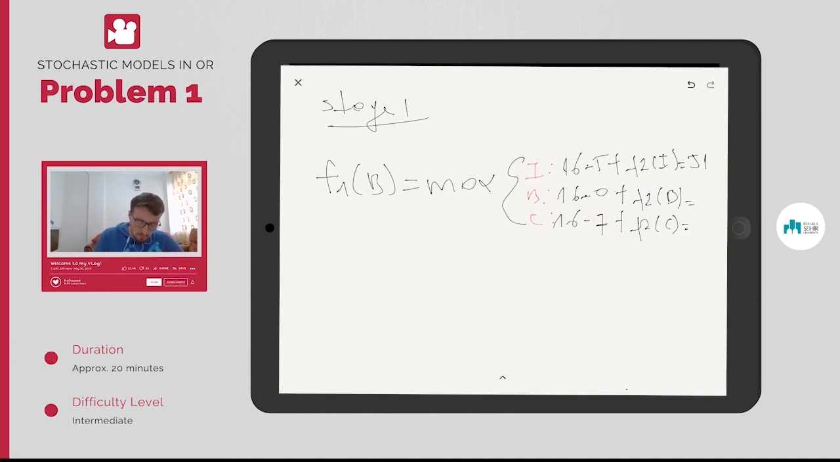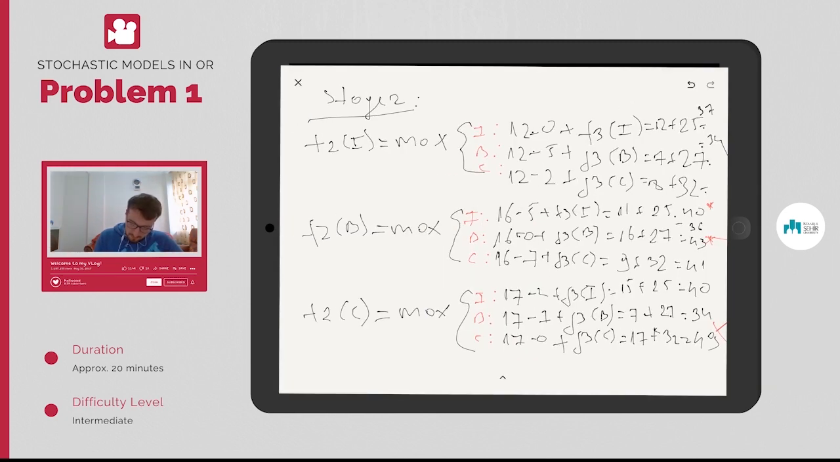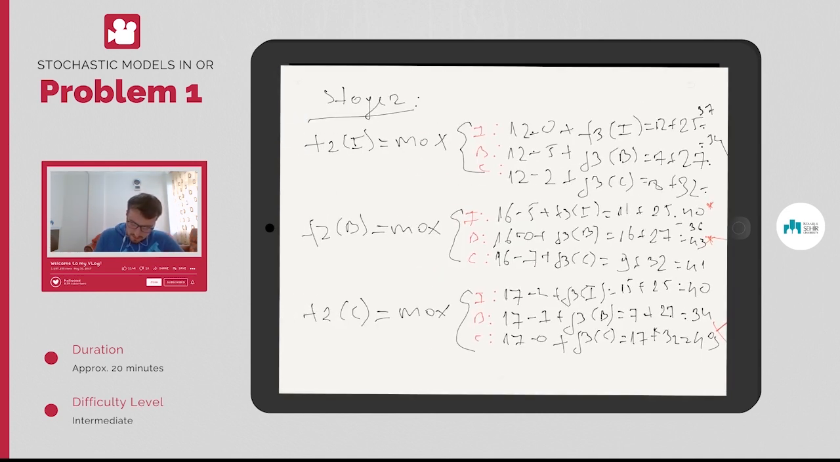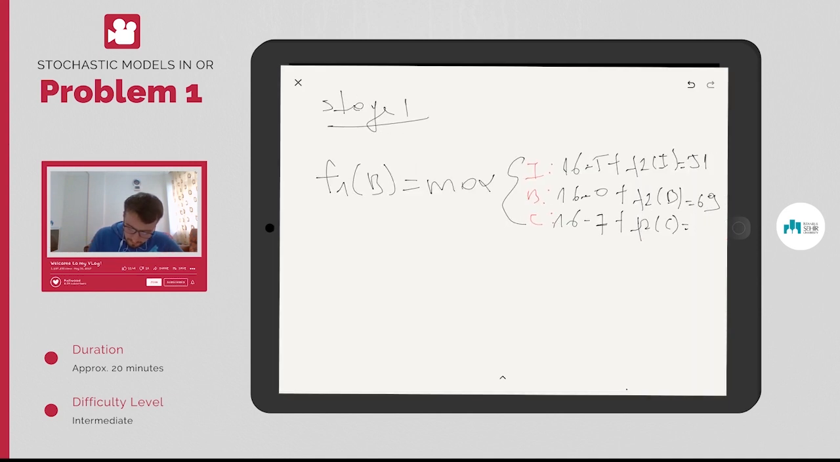This is 16. F2B is 43, so that's 69, and we have 9. F2C is 49, so 58. Hence, in the first day we say stay in Bloomington. So, first decision, we are in Bloomington. We say first decision, go to Bloomington. So we track that. We are at F2B now.